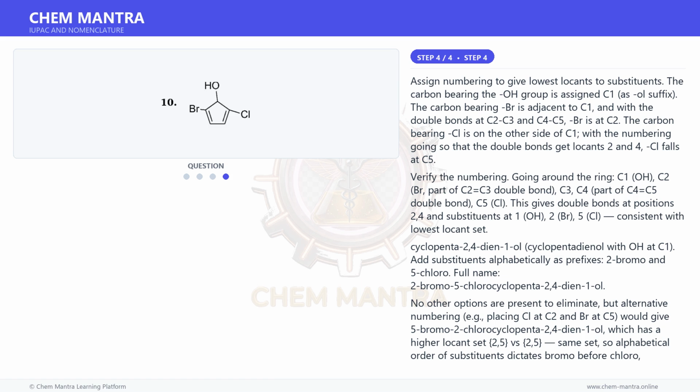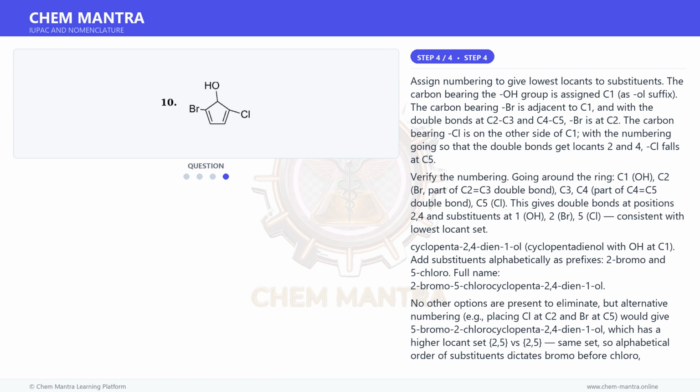Verify the numbering. Going around the ring, C1 OH, C2 Br, C2 double bond C3, C3 C4, C4 double bond C5, C5 Cl. This gives double bonds at positions 2, 4 and substituents at 1 OH, 2 Br, 5 Cl, consistent with lowest locant set.